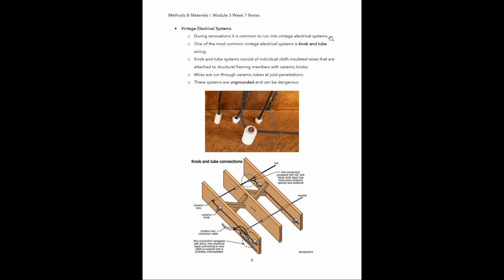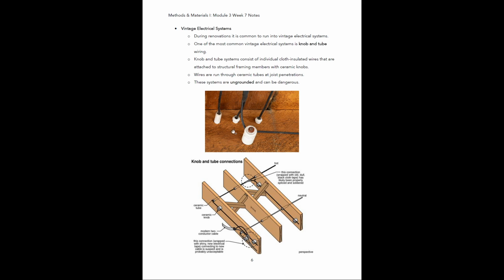So during renovations, it's common to run into vintage electrical systems. One of the most common vintage electrical system types is knob and tube wiring. Knob and tube systems consist of individual cloth insulated wires that are attached to structural framing members with ceramic knobs. Wires are run through ceramic tubes at joist penetrations. These systems are ungrounded and can be dangerous.